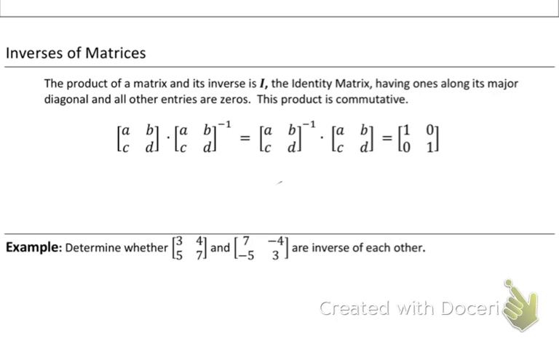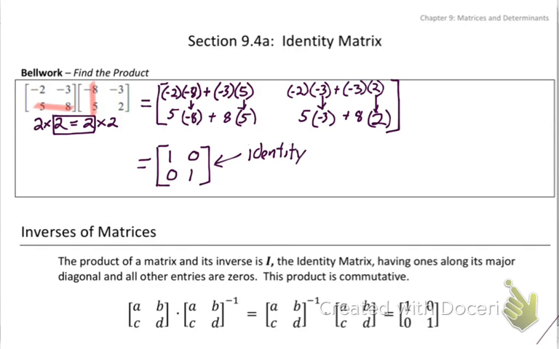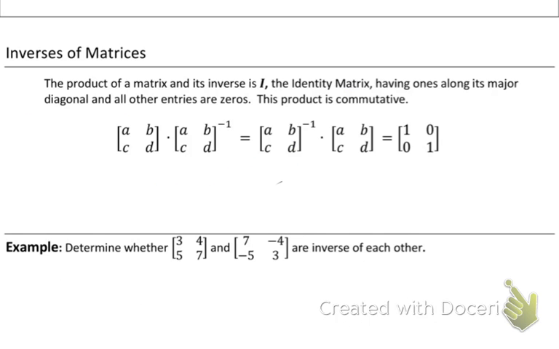Okay, so the product of a matrix and its inverse is the identity. So if you multiply a matrix by another matrix and it comes up with an identity, it is most likely your inverse.